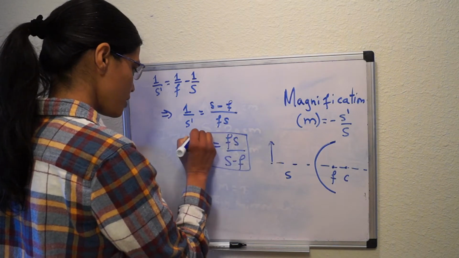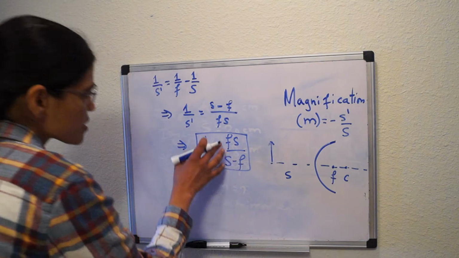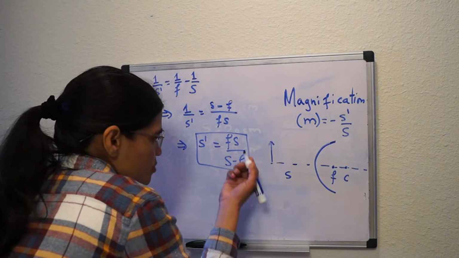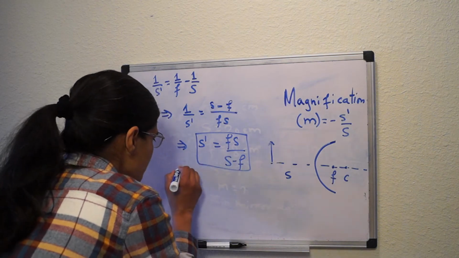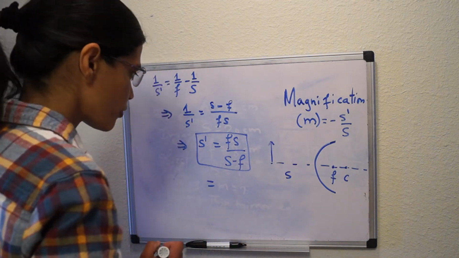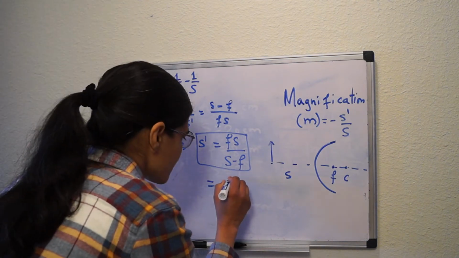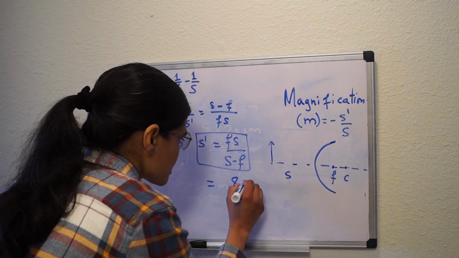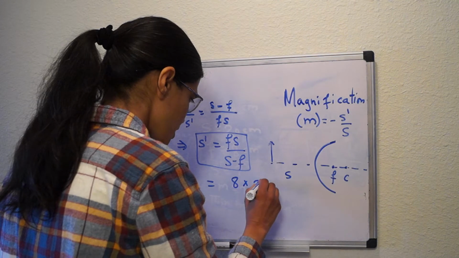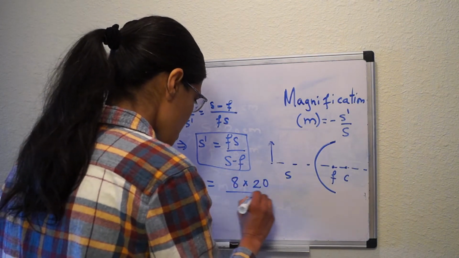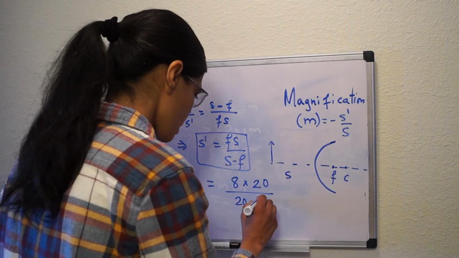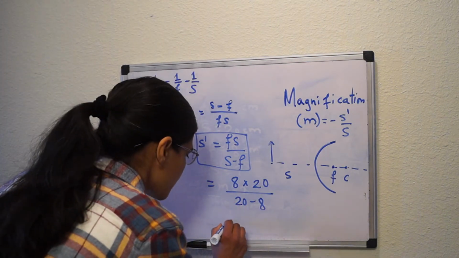So every time, you can really use this equation if you know just two of the quantities directly, okay? So this becomes like a formula. Substitute the values, and with substitution of values we get what? F was 8 centimeter, right? 8 centimeter times the object distance, which was 20, and then S is again 20 minus the focal length, again 8, right?